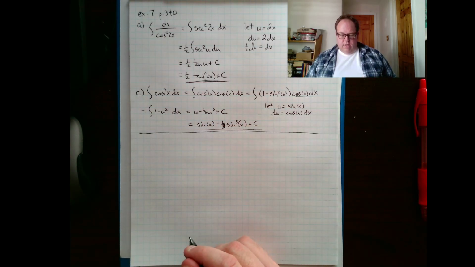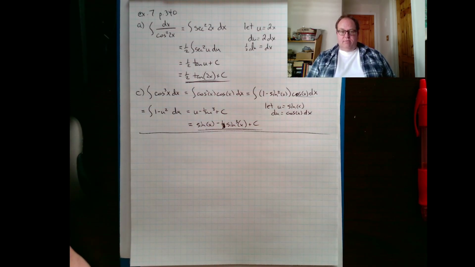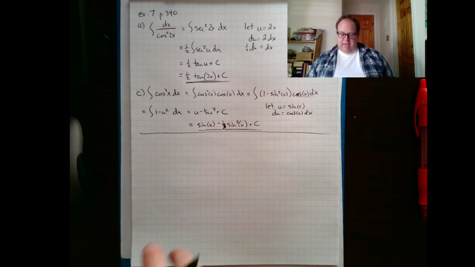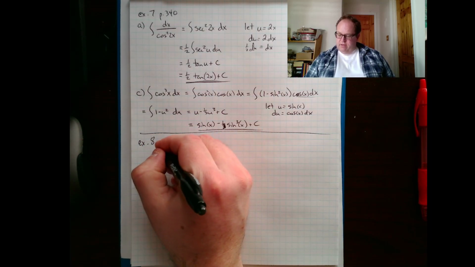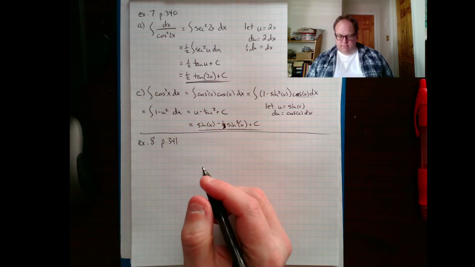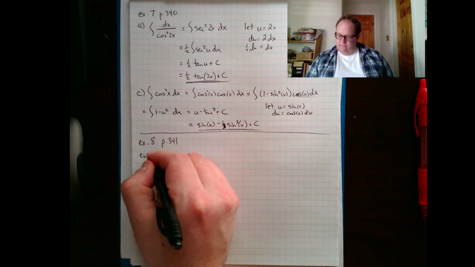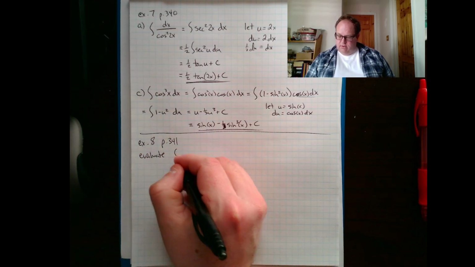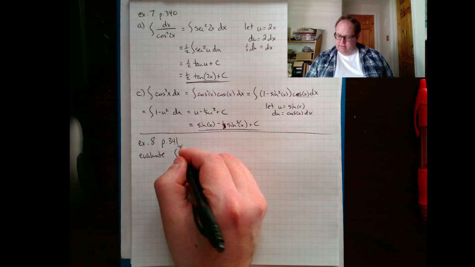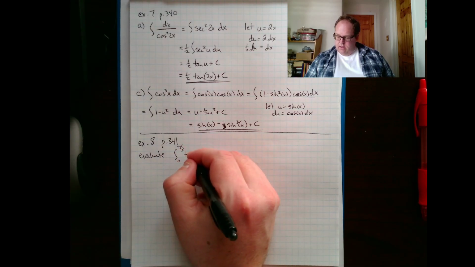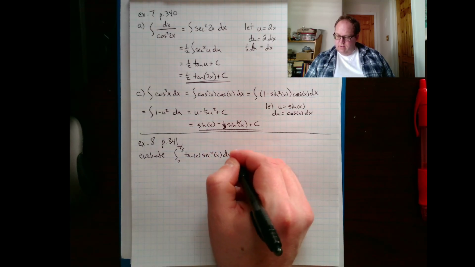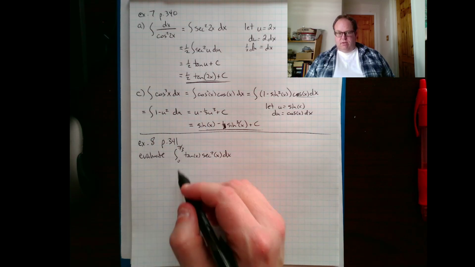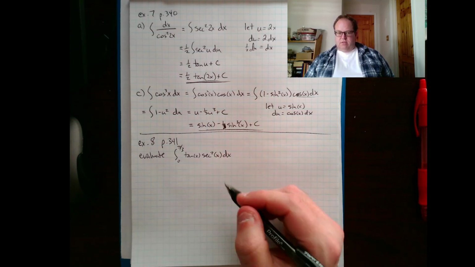All right. In examples 8 and 9, we're going to see an instance of using the substitution method to work through a definite integral. This is example 8 from page 341, where I'm asked to evaluate the integral from 0 to pi over 3 of tan x secant squared x dx. In this case, I should work out to a number at the end, since I'm going from 0 to pi over 3.